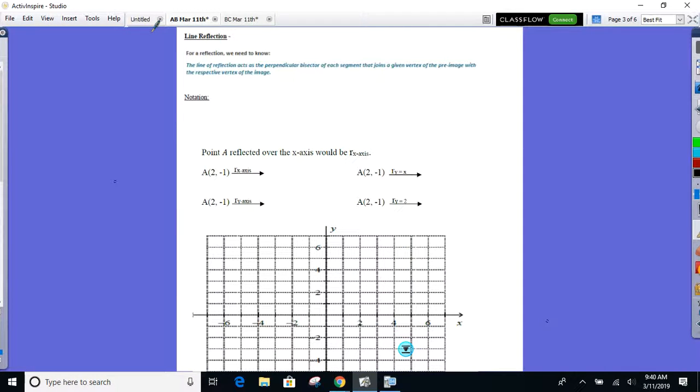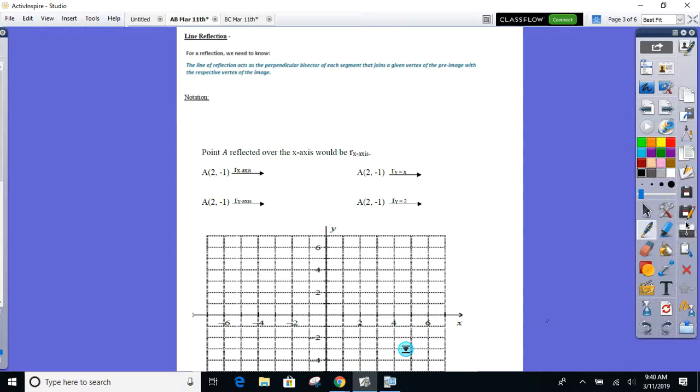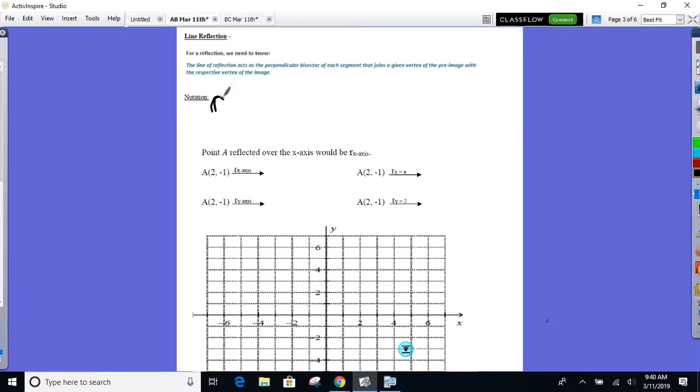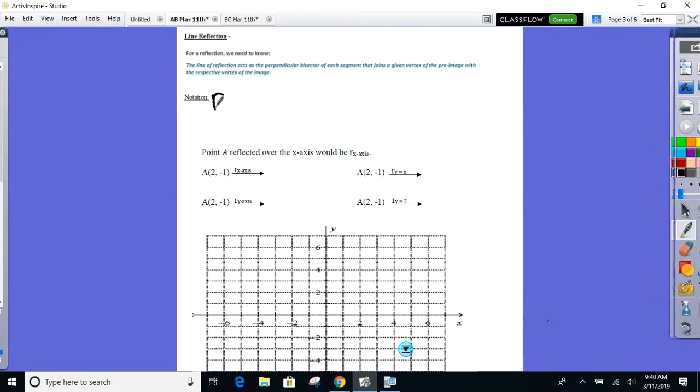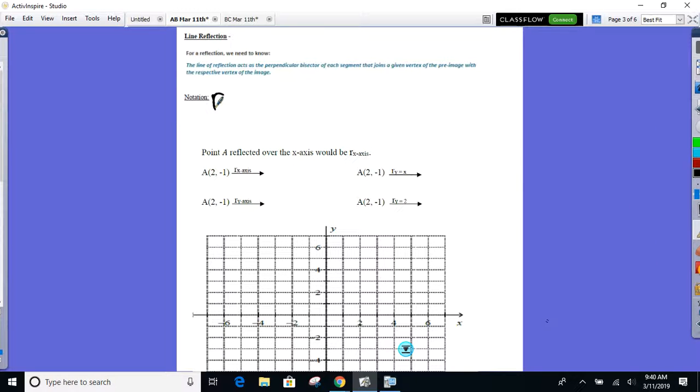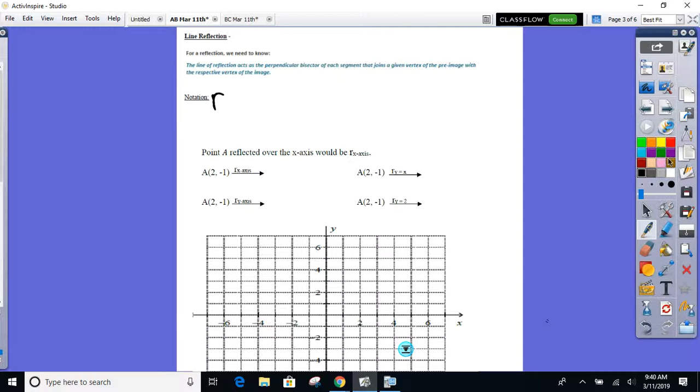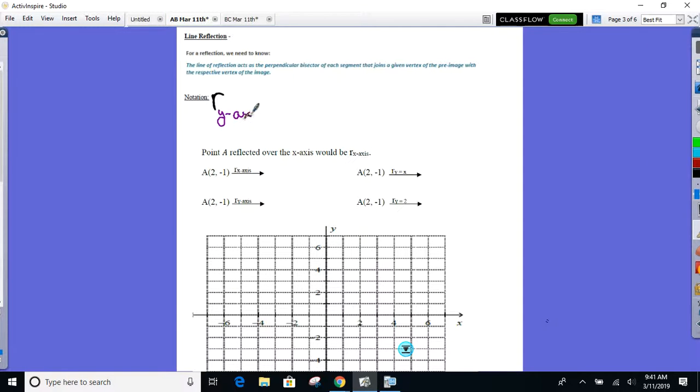Reflections. Flipping a figure over a line. We always have symbols and abbreviations here in math. Same thing for reflection. If you know a reflection's going on, you're going to start seeing a lowercase r. Why not an uppercase R? That's used for a different one. Lowercase r says reflection. Then you will also have something written below it, called a subscript. So let me just write y-axis right now.